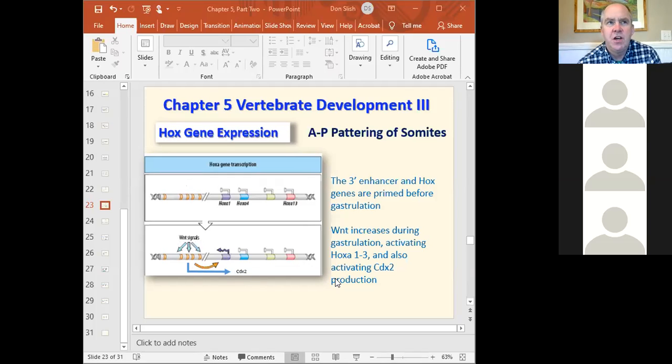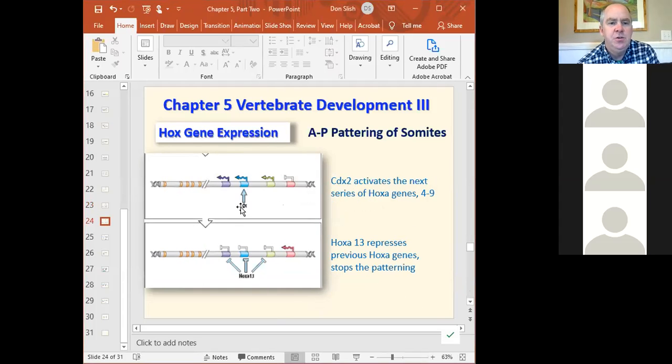Remember CDX2? That was early on in mouse development. It was involved in trophoblast versus hypoblast differentiation. So here we see it showing up again. It's also a transcription factor. So when you activate the first genes, you also activate CDX2. And if we skip down to the next slide, CDX2 then activates the next genes in the row. So the forward genes are activating the later genes. And then when you get all the way to the last gene, HOXA13, it will inhibit the previous genes. So they're activating from the first to the last, because the first one that gets activated is because of Wnt signaling, and then later ones get activated because of the earlier ones until the last one shuts off the rest of them. So that's why they're coming out in that order. Okay, is that clear? That's all that first thing says.